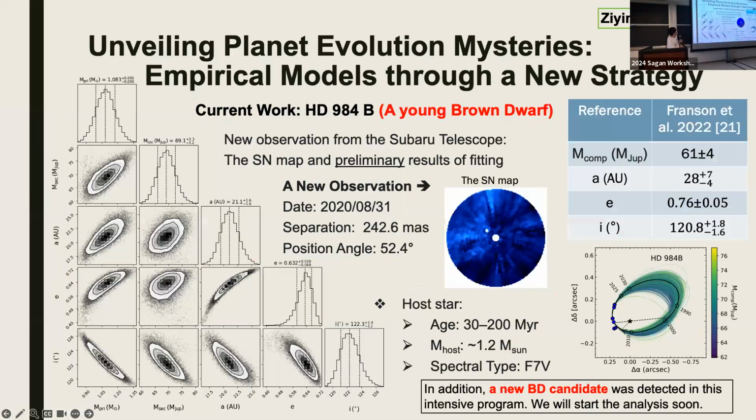And here is the current work on brown dwarfs. We also consider brown dwarfs because they share some similarities in the evolution and compositions. And here is the primary result from my work, and it's generally consistent with the previous results. And here is a new observation from Spalloo Telescope, and a new BD candidate was detected recently, and we will start analysis soon. So if you're interested in it, feel free to chat with me. Thank you.